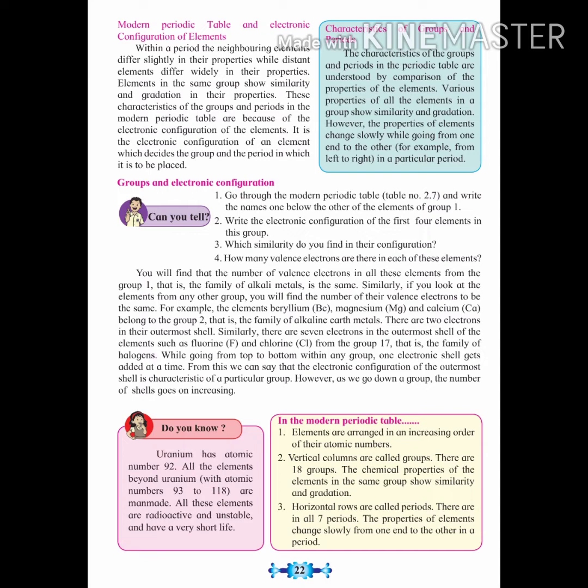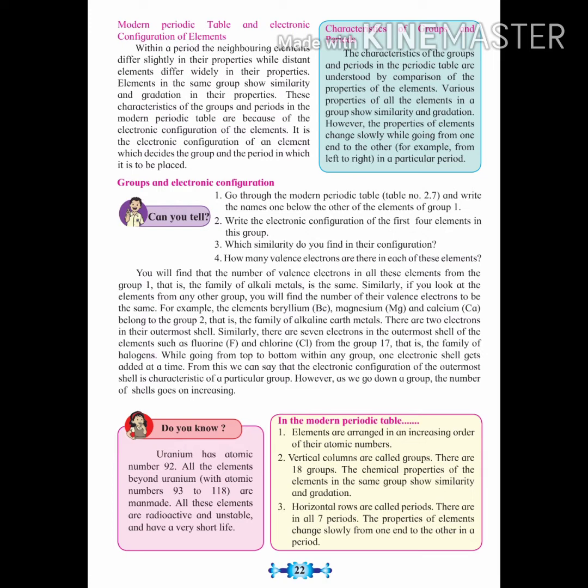Now as you know, the modern periodic table is based on the increasing atomic number. Previously it was just the atomic mass number, but now the modern periodic table is based on the atomic number of the element. The modern periodic table is also called the long form of the periodic table, and the properties of elements can be predicted more accurately with the help of the modern periodic table.